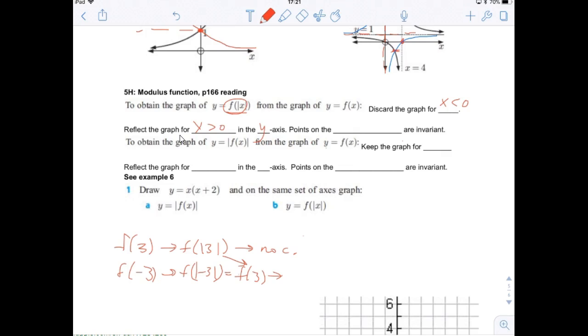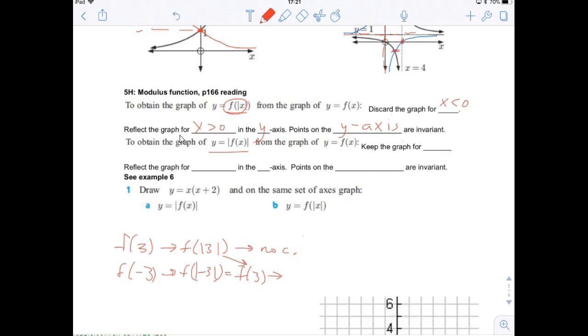And then points on the y-axis themselves are invariant. Okay? What about when you have y equals the absolute value of f of x? When you do that, pretty much any value that comes out of the absolute value function that's negative goes to its corresponding positive value.